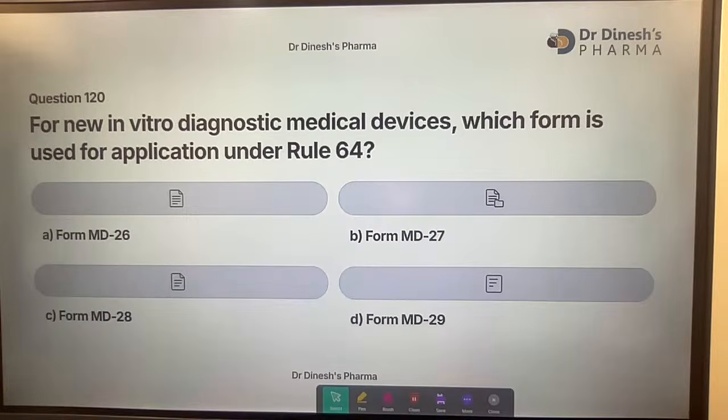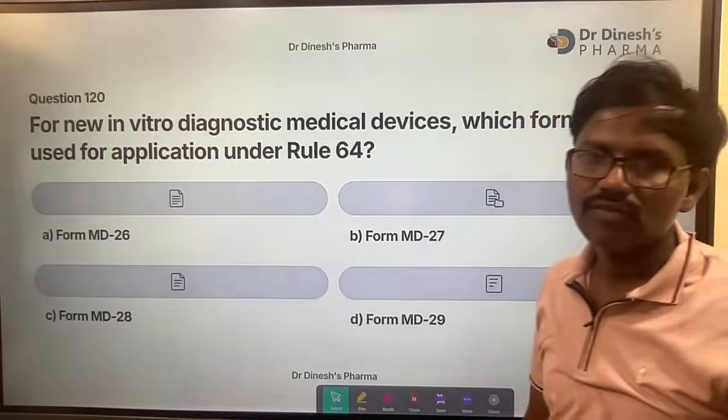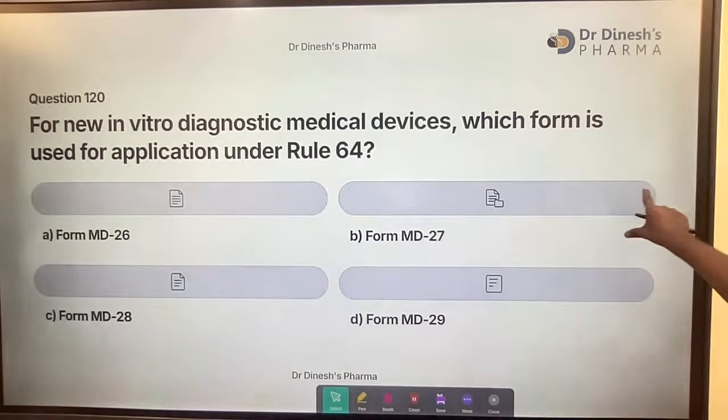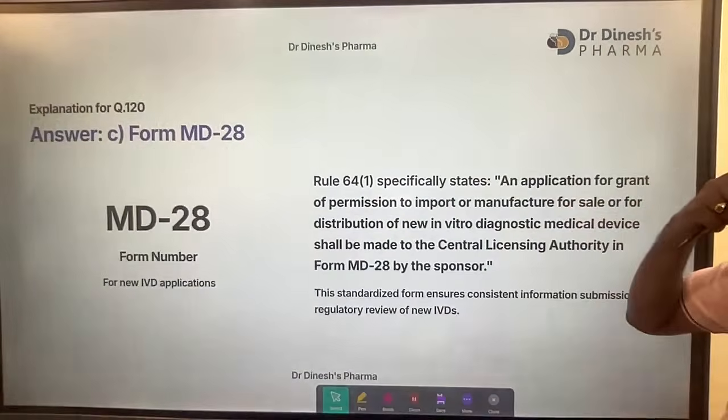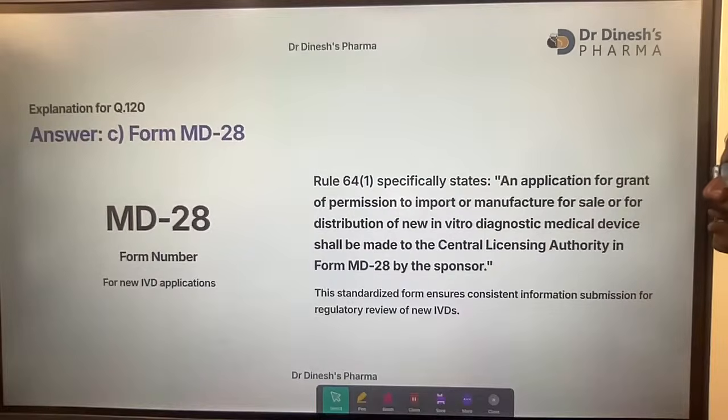So I clearly explained in the previous video how to remember all these rules for different categories and forms also. 26, 27, 28, 29. So which one? Form 28. Okay. We'll go to the discussion. That is the right answer. MD28 for new IVD applications. That stays in Rule 64. Okay.